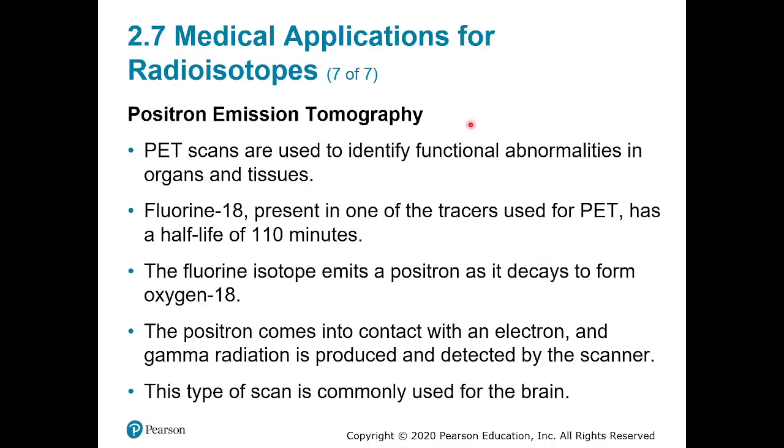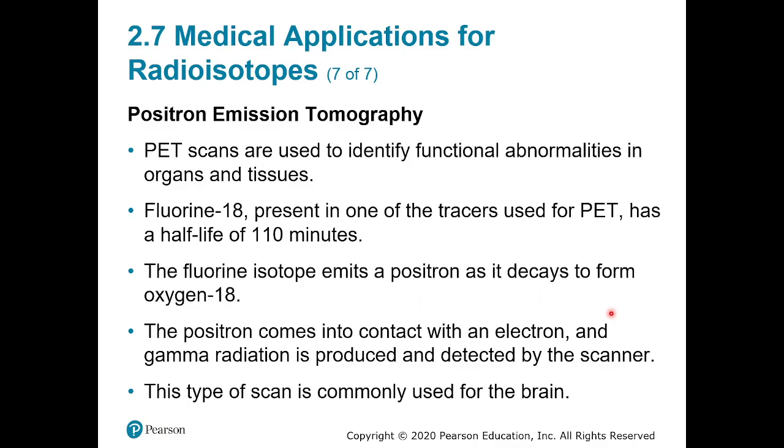This is positron emission tomography. Again, PET scans. These are going to be used to identify functional abnormalities in organs and tissue. So fluorine 18 is going to be present in one of the tracers used for PET scans. It has a half-life of 110 minutes. The fluorine isotope is going to emit a positron as it decays to oxygen 18.